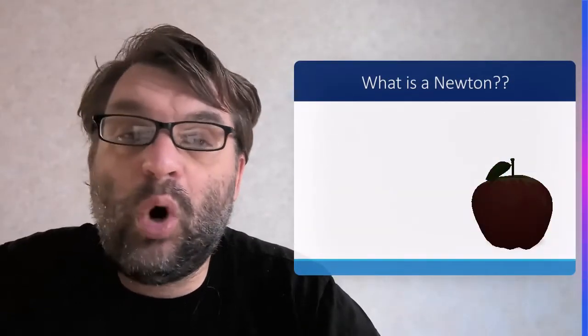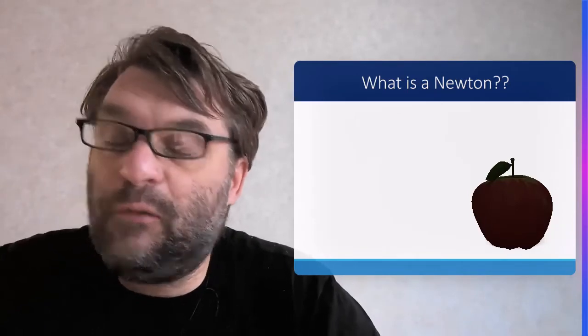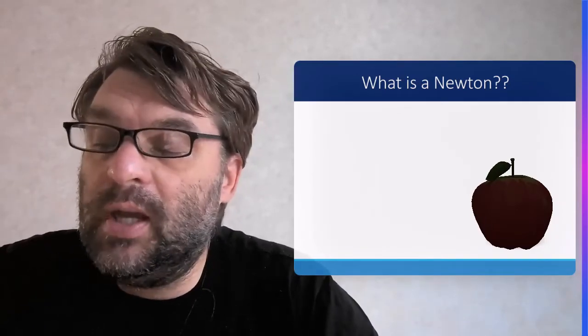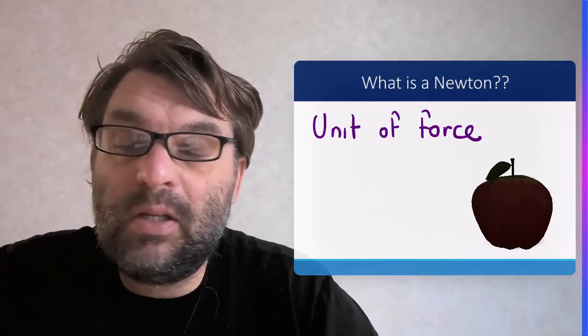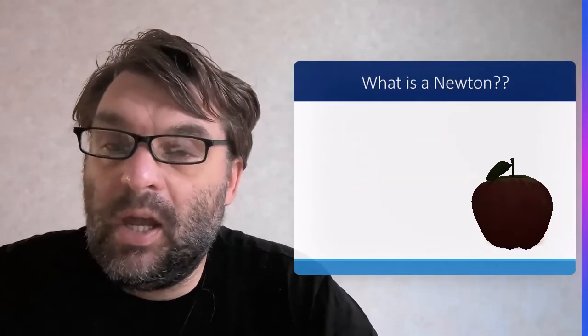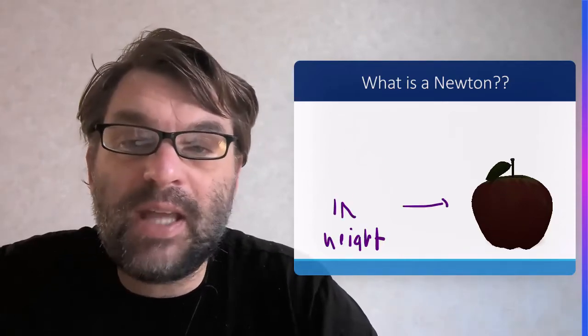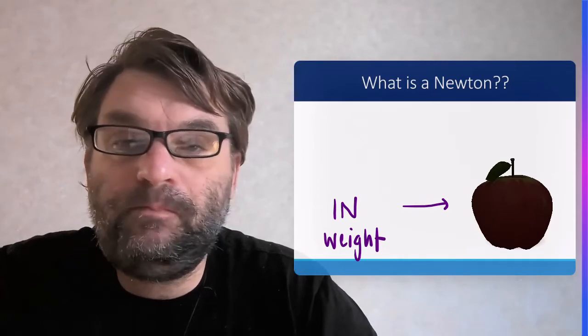So first, what is a Newton? A Newton is a unit of force. So 1 Newton equals a kilogram times meters per second squared. And 1 Newton of weight is in this apple, for example.